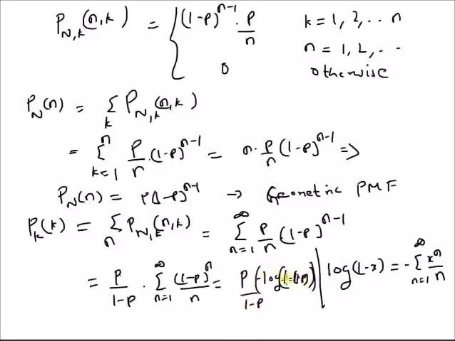So this is nothing but log p, and therefore we have the marginal probability mass function of k, that is P_K(k), equal to minus p times log p divided by 1 minus p. So this is independent of k, and therefore this is a uniform distribution.